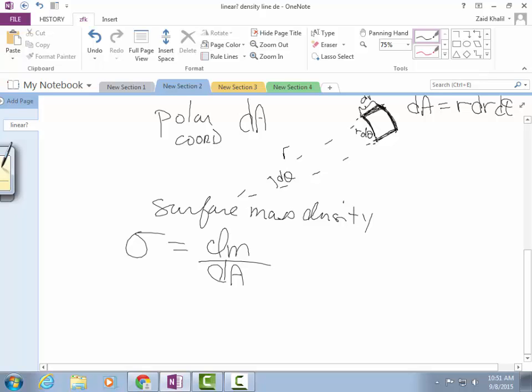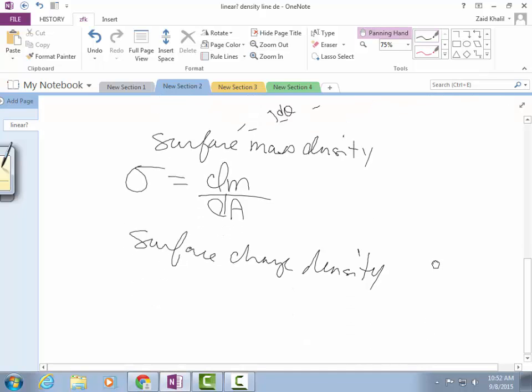Likewise, surface charge density. Surface charge density would be what? That's right. It is dq/dA.